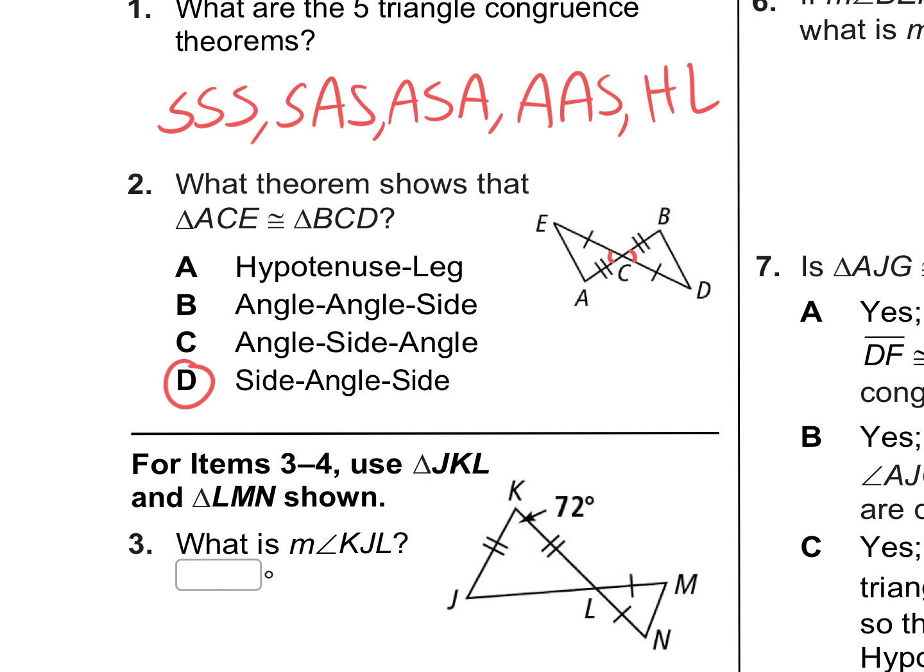Can it be hypotenuse, leg? Why not? No right angle. Can it be angle, angle, side? No, why not? There's not two angles. Same argument for C, not two angles. Okay.